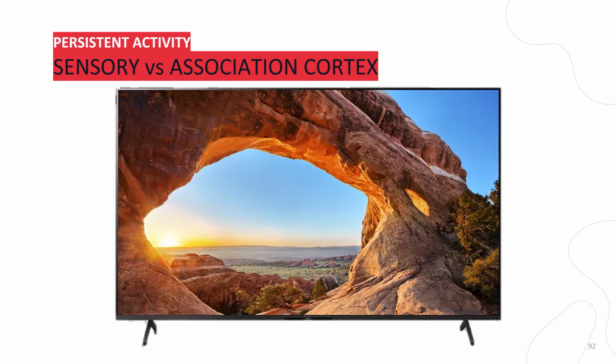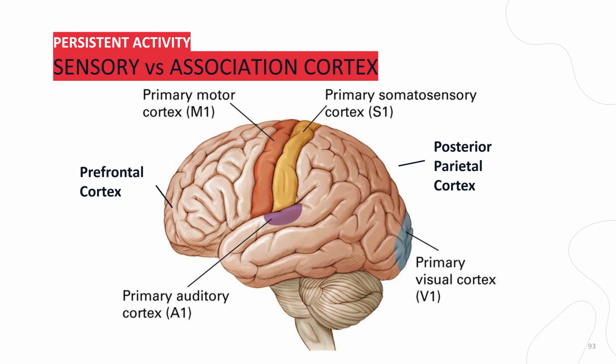Imagine a television that had pixels that stayed active for 10 seconds each. It would be unwatchable. Rapidly switching on and off is a key property of LED panel pixels. The areas that show the most sustained firing include the prefrontal cortex, or PFC, there in the front, and the posterior parietal cortex there in the back. There, the pixels stay on for several seconds at a time.